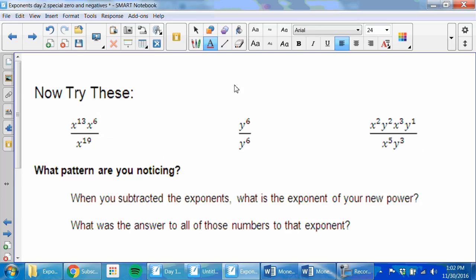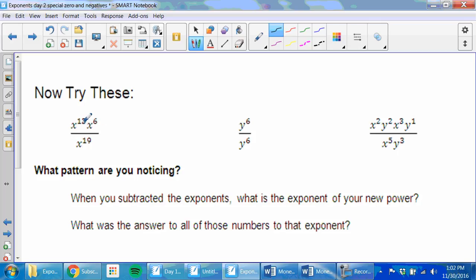So we're trying these and we're noticing some things. Some things are happening here. When I combine up top, when I do 13 plus 6 on the top, that gets me x to the 19th on the top. But it also gets me x to the 19th on the bottom. When those cancel out, that just gets me x to the 0 power. Same here, y to the 6, y to the 6, those cancel out and give me y to the 0 power.